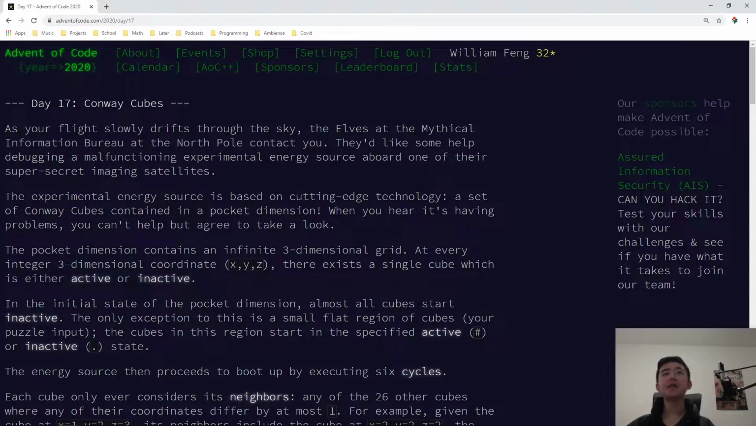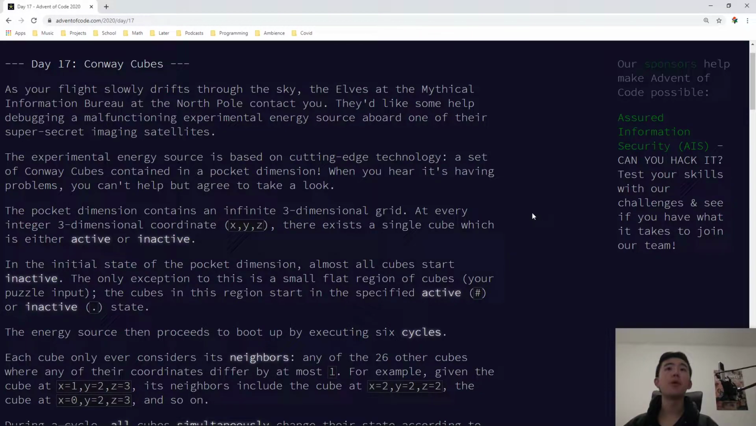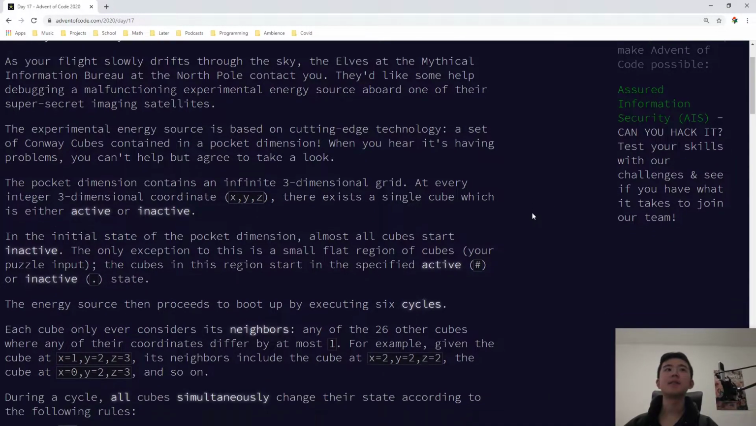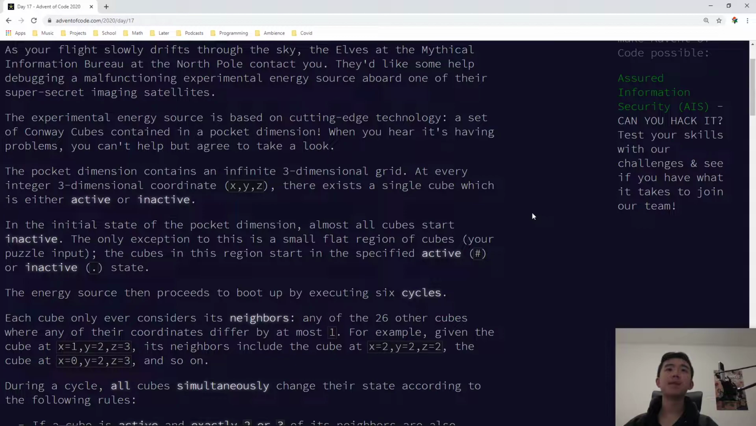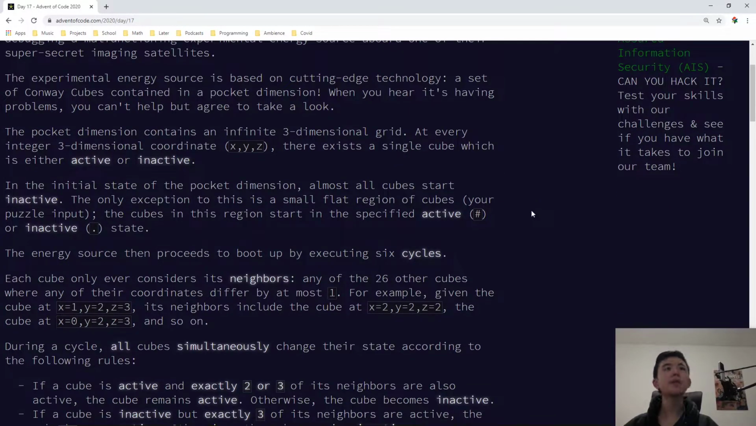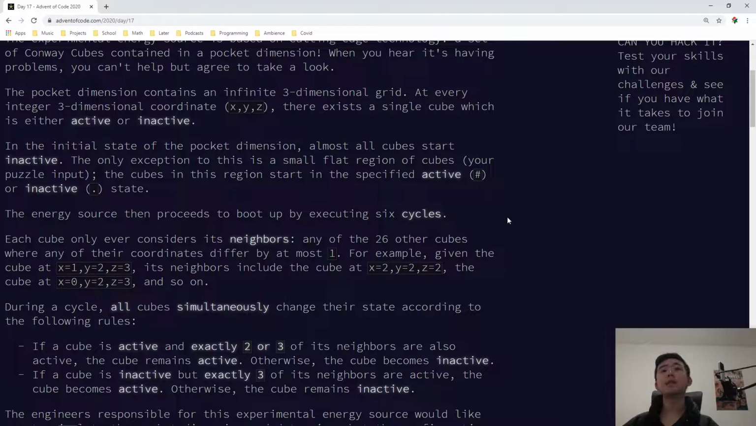All right, so Day 17, Conway Cubes. As your flight slowly drifts through the sky, the elves at the Mythical Information Bureau at the North Pole contact you. They'd like some help debugging a malfunctioning experimental energy source aboard one of their super secret imaging satellites. The experimental energy source is based on cutting-edge technology, a set of Conway cubes contained in a pocket dimension. When you hear it's having problems, you can't help but agree to take a look. The pocket dimension contains an infinite 3-dimensional grid. At every integer 3-dimensional coordinate x, y, z, there exists a single cube which is either active or inactive.